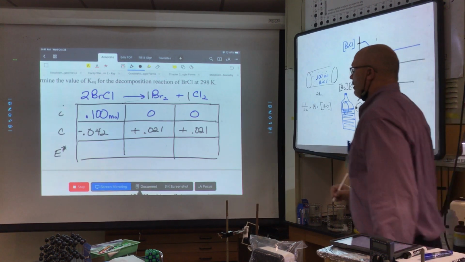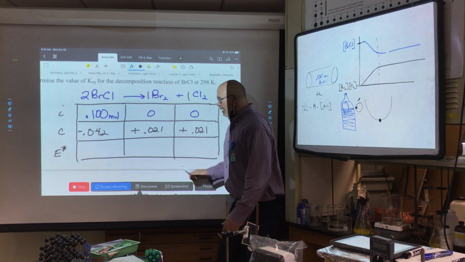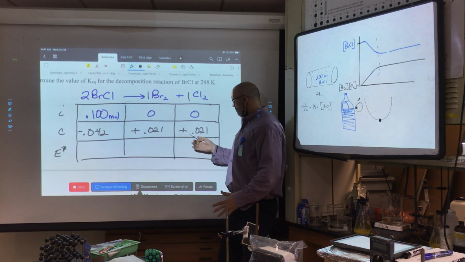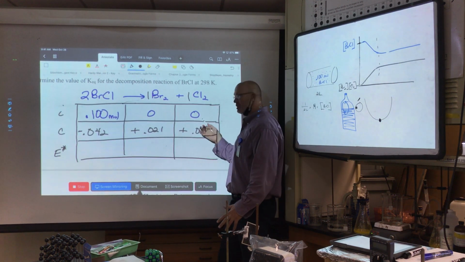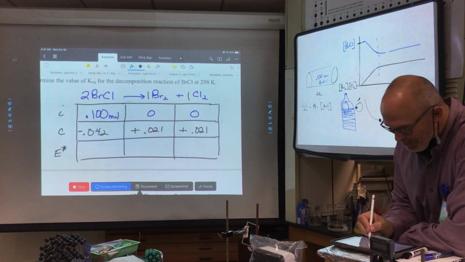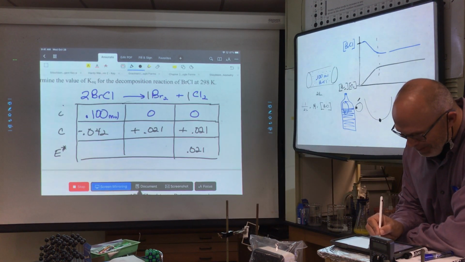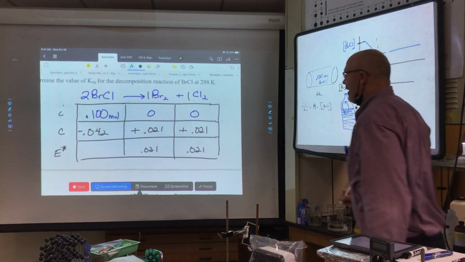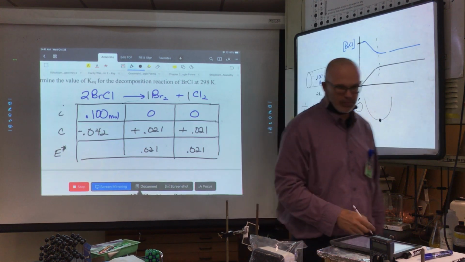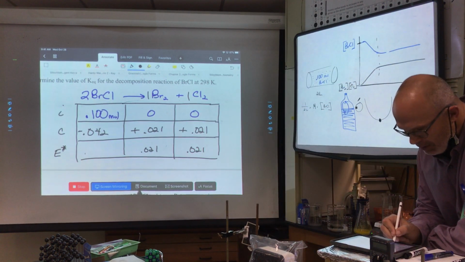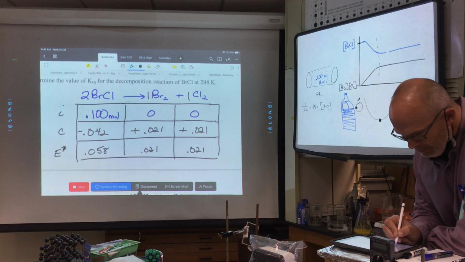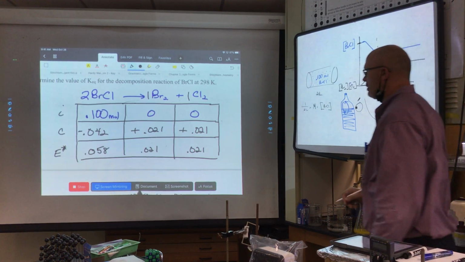All right. Now we're going to do some hard math. At equilibrium, or the end of the process, this would be plus 0.021, plus 0. So get my calculator. Right? It's going to be, of course, 0.021, 0.021. And, of course, 0.1 minus 0.042, 0.058. Yeah. That's what remains.